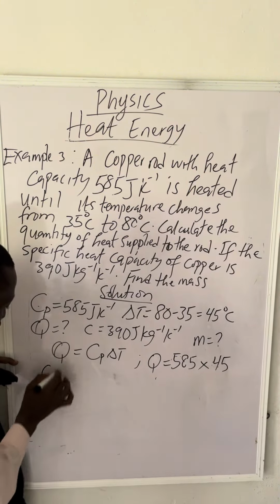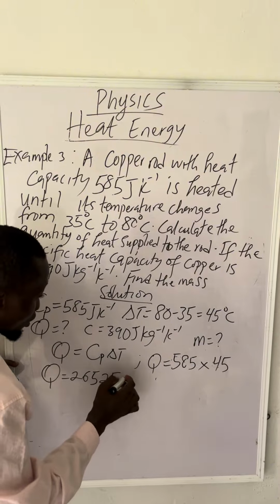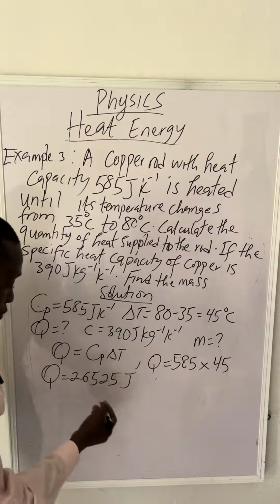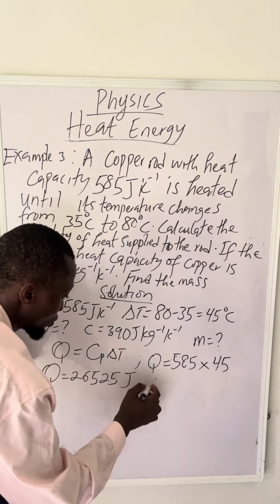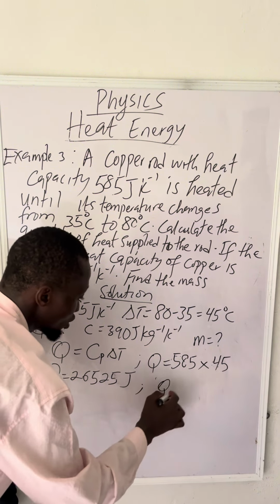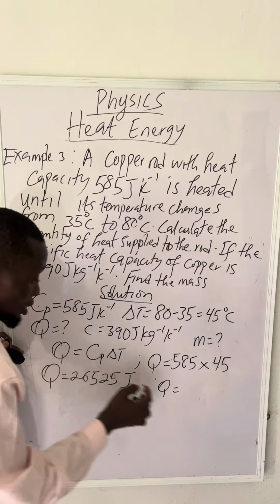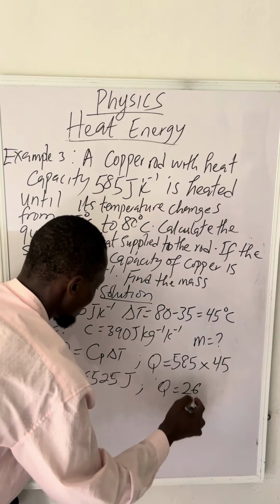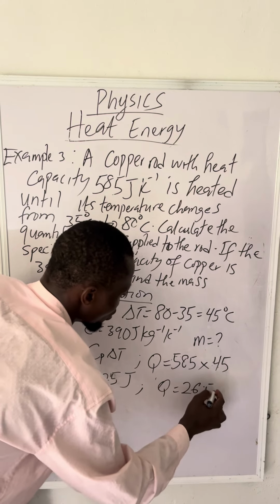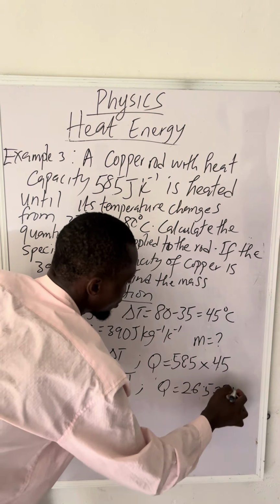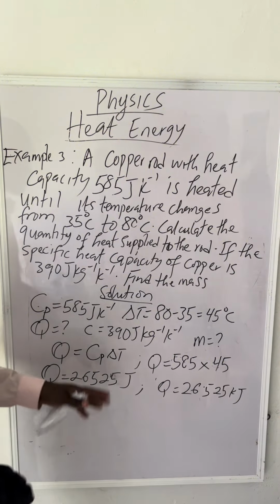So my Q is actually equal to 26525. What? Joule. You understand? I can also put it in kilojoule. I can put it in kilojoule by dividing by 1000, so my Q is equal to 26.525 kilojoule. So that is the first thing the question asks us to calculate.